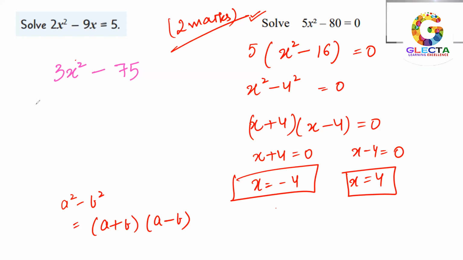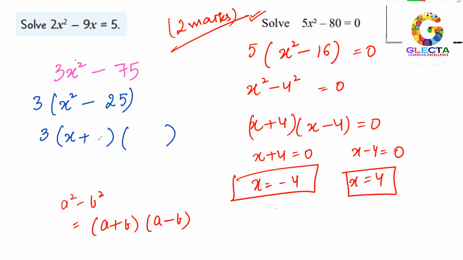You'd have 3 on the outside, bracket x squared minus 25. And then, because you have to factorize it further, right? And then x plus 5 and x minus 5. Correct. 25 is the square of 5. So you write x plus 5 and x minus 5.